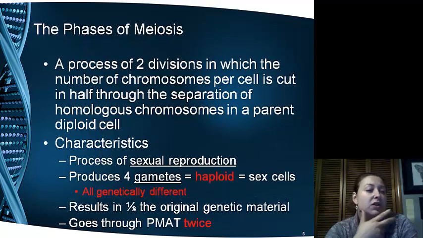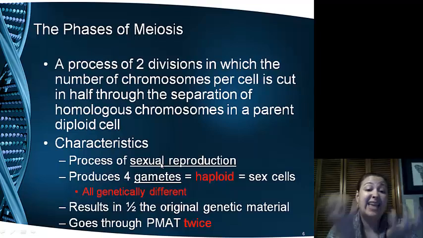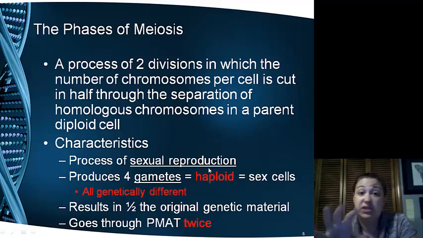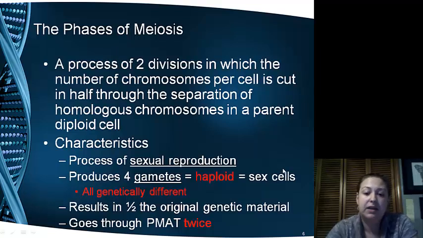Meiosis. So the phases of meiosis, the process of 2 divisions where the chromosomes are cut in half. So we have characteristics, the process of sexual reproduction to create the gametes. We create 4 gametes per meiosis. And they are haploid, only having 23 chromosomes. That's half the normal amount, half the diploid amount. And they are known as the sex cells. And they are genetically different. They result in half the genetic material, and they go through PMAT twice.